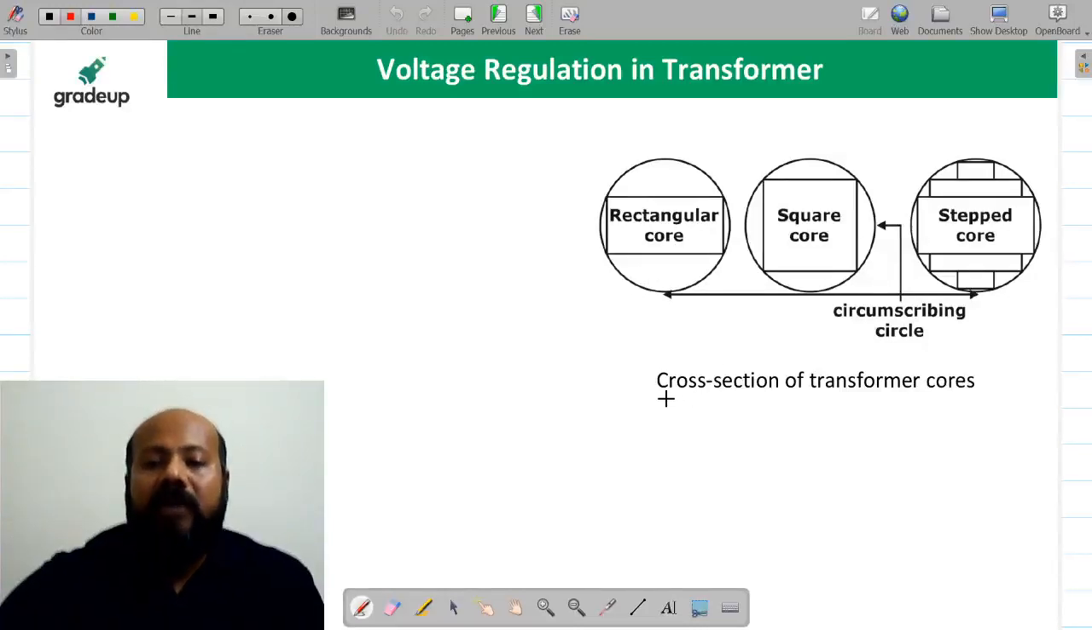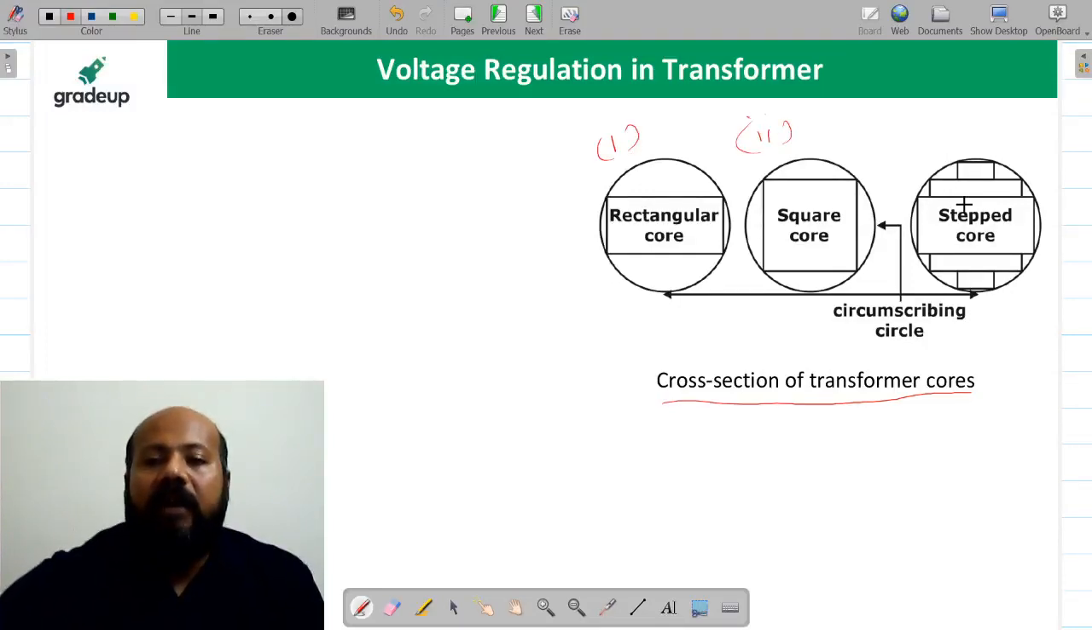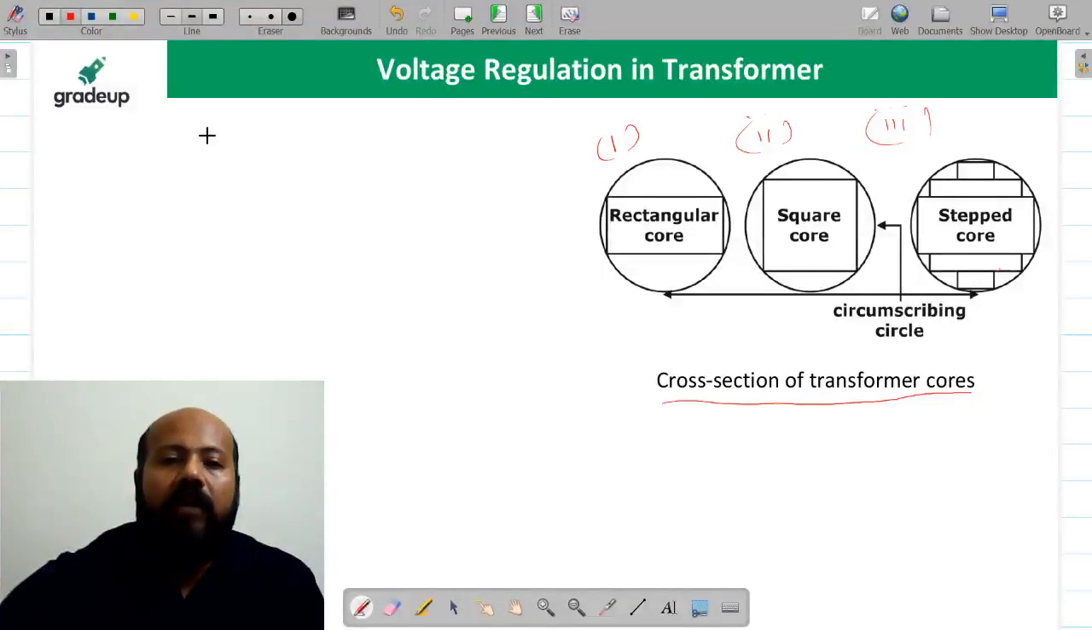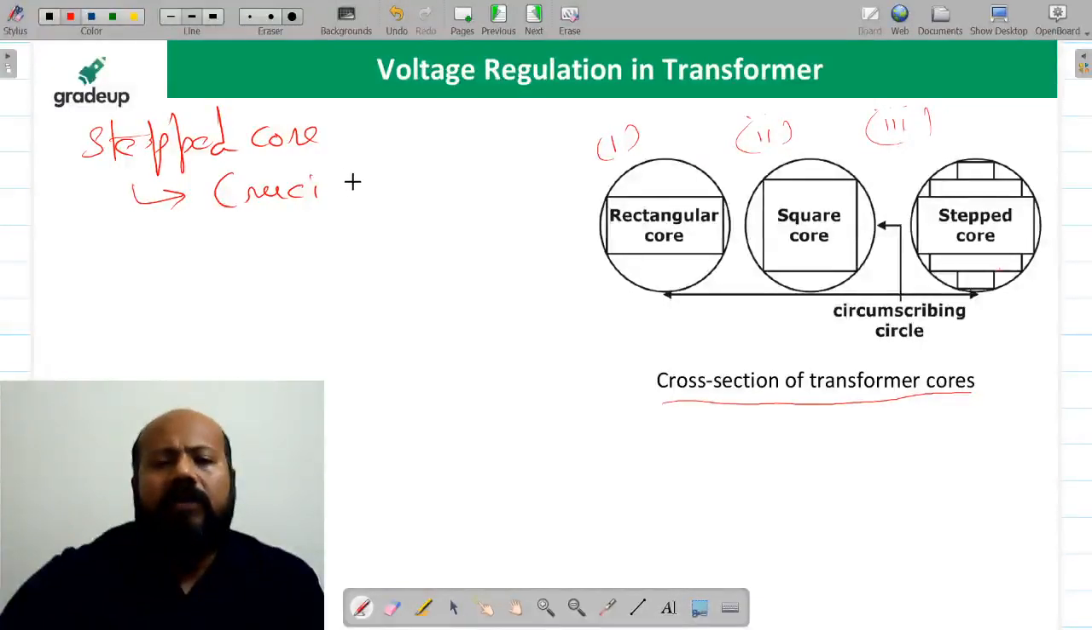Now let us see the cross section of the transformer cores. The transformer cores can be rectangular, squared, or stepped core. Stepped core is also sometimes called cruciform. Okay.